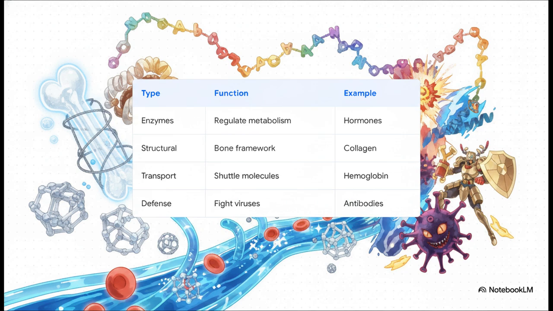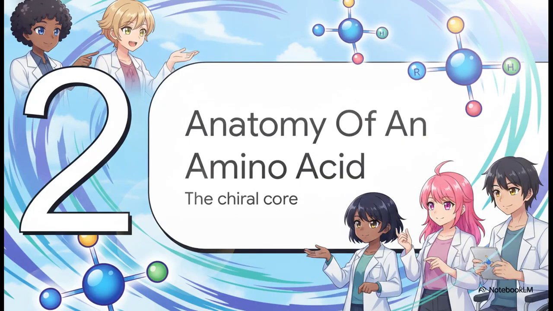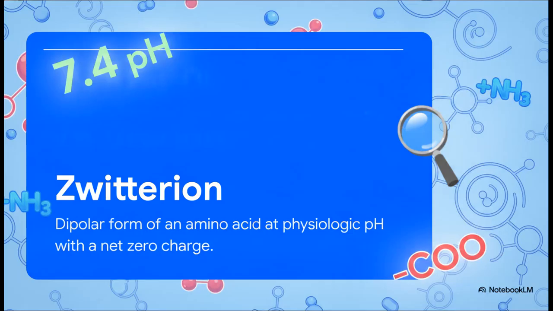Yet despite this massive functional diversity, all of these proteins share one beautiful common structural feature. They are all linear polymers of amino acids. Moving right along to Section 2, Anatomy of an amino acid. To really understand how an amino acid works, we have to look at it in its natural habitat. And for us, that natural habitat is our body's physiologic pH, which sits right around 7.4.